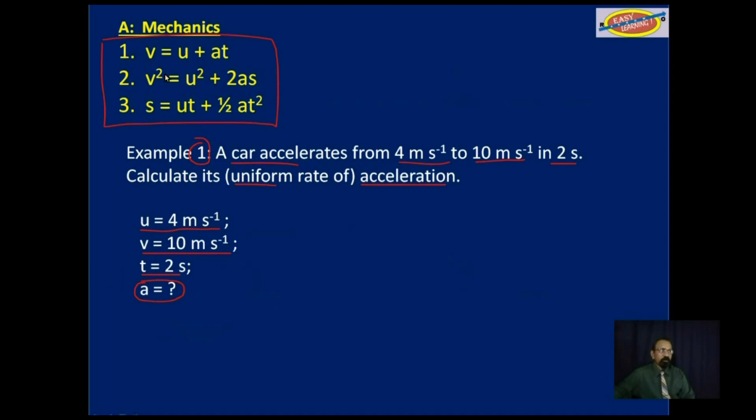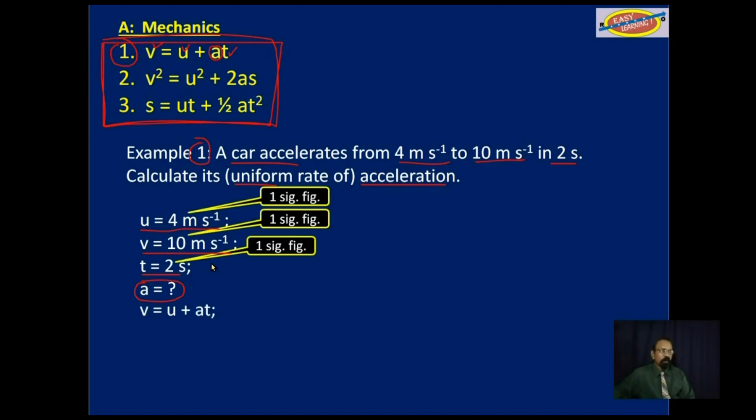Let us consider these 3 formulae up here. We will begin with the first one. We want to find A. Do we know U, V, and T? And the answer is yes. So we will use that formula. We use the formula V is equal to U plus AT. We change the subject of the formula to make A the subject, which gives us V minus U over T. We substitute the numbers we are given, and we get 3 meters per second squared.